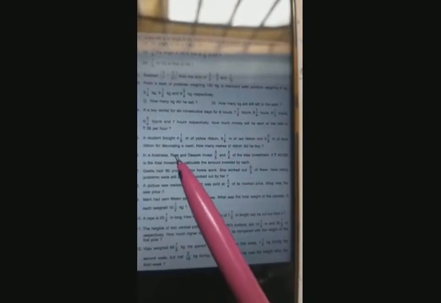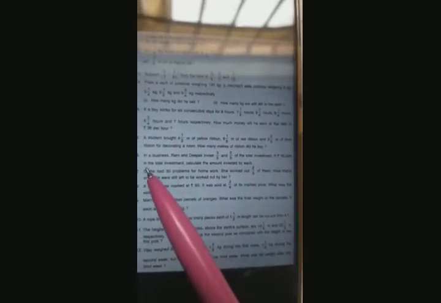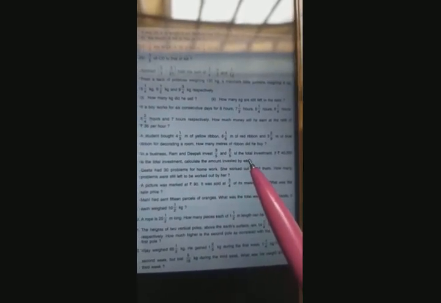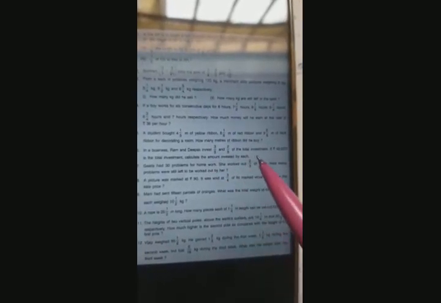I repeat the question. Question 6. In a business, Ram and Deepak invest 3/5 and 2/5 of the total investment. If rupees 40,000 is the total investment, calculate the amount invested by each. So what Ram did, Ram invests 3/5 of 40,000 and Deepak 2/5 of 40,000. Then we have to calculate the total investment by each.